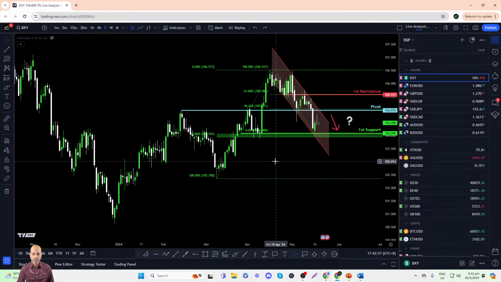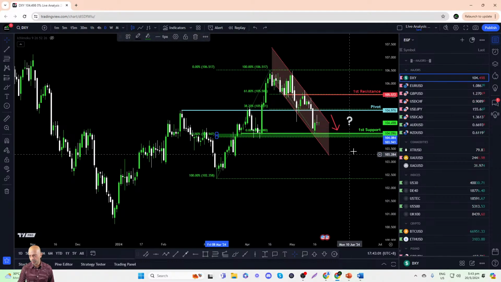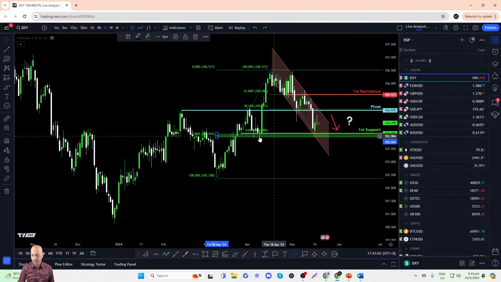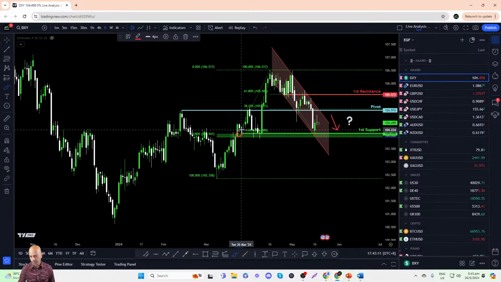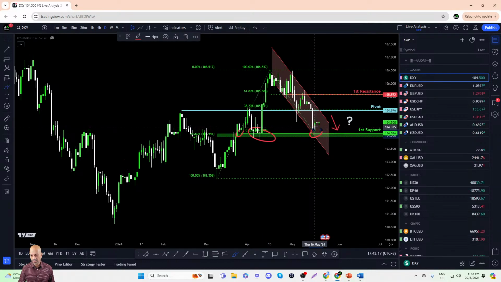Right, so these are the key resistance and pivot levels for the dollar index, and of course the first support is at 104.09, which is this pullback support level here that has been in place since the 26th of March, right? You can see the dollar index bouncing off this level here on the 26th of March, then again in the first week of April, then of course as recently as last Thursday.